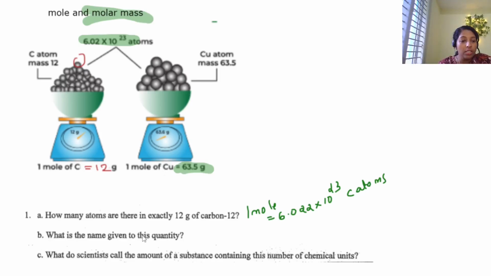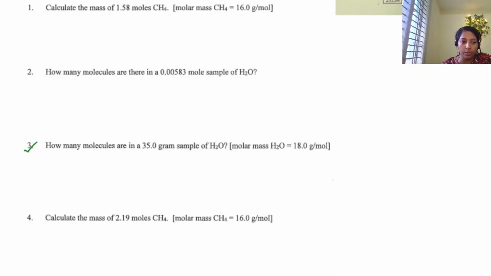Okay, what is the name given to this quantity? It's mole. Okay, what do scientists call the amount of substance containing this number of chemical units? The amount of substance containing 1 mole of particles is nothing but molar mass. Okay, so that's it. Now let's do one problem.